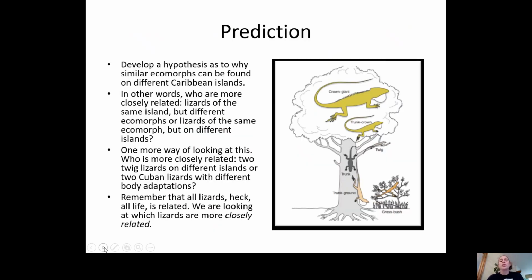So what you're going to be looking at is you first need to develop a prediction or a hypothesis as to why the similar ecomorphs can be found in different Caribbean islands. So in other words, who are more closely related? Lizards of the same island but different ecomorphs, or lizards of the same ecomorph on different islands? And one more way to look at this, I'm just repeating it a couple times because I know from previous years people get confused sometimes.